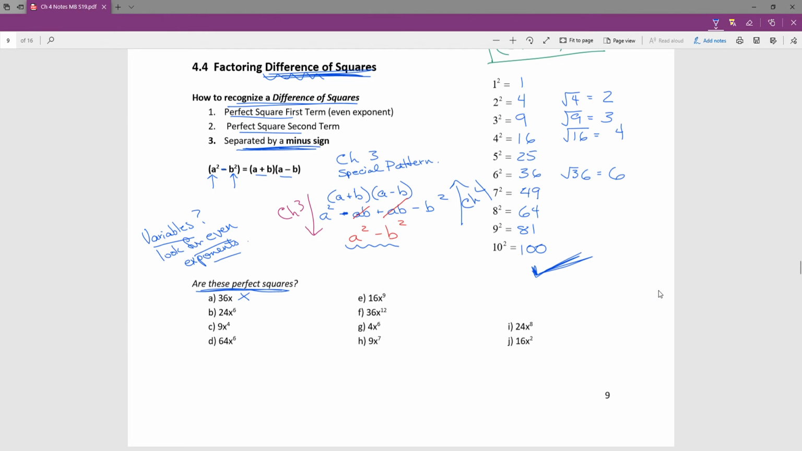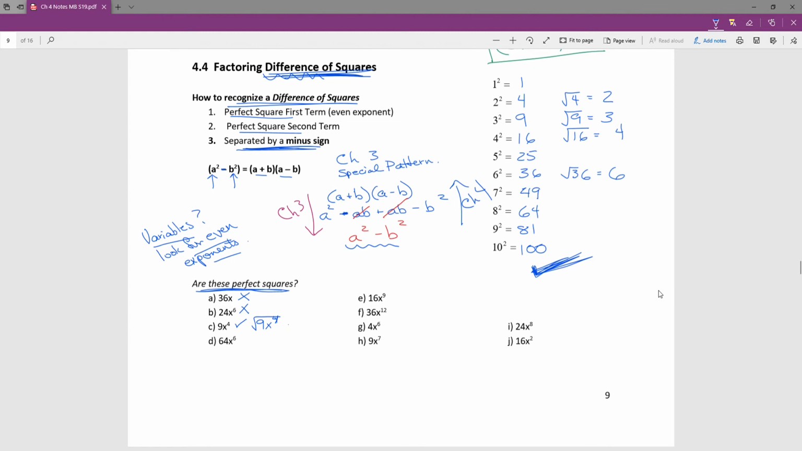If I take a look at B, B is also not a perfect square. The 24 is not in this list over here, and so it is not a perfect square. The x to the 6 is totally good because that's an even exponent, but the whole package has to be a perfect square. So if I take a look at C, I have a 9, and that's cool because it's in my list over here, and it has an x to the 4th. And that is awesome because I can take the square root of that. So that is a perfect square. If I were to take the square root of 9x to the 4th, I'm saying what times itself would equal the 9x to the 4th.